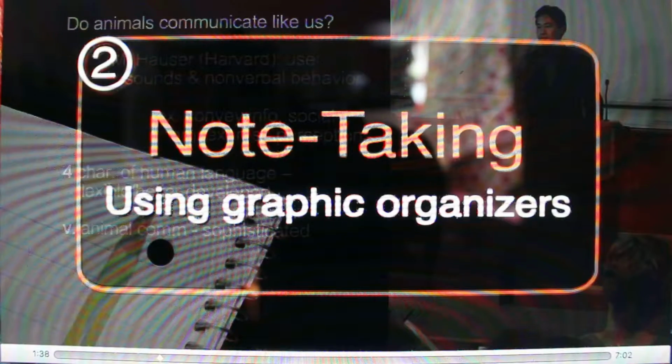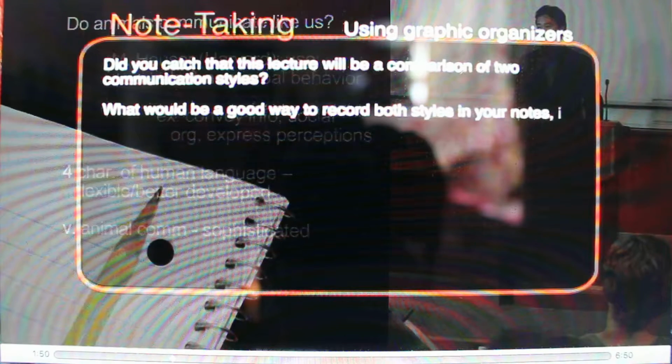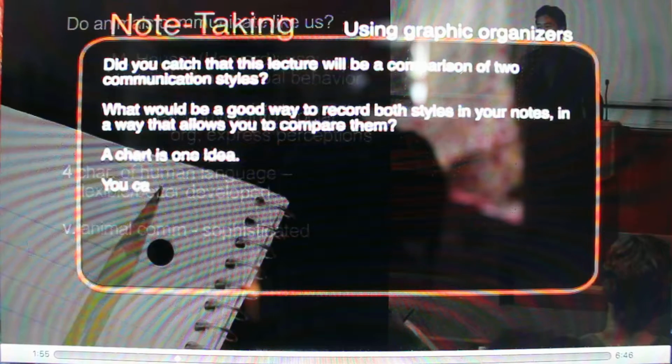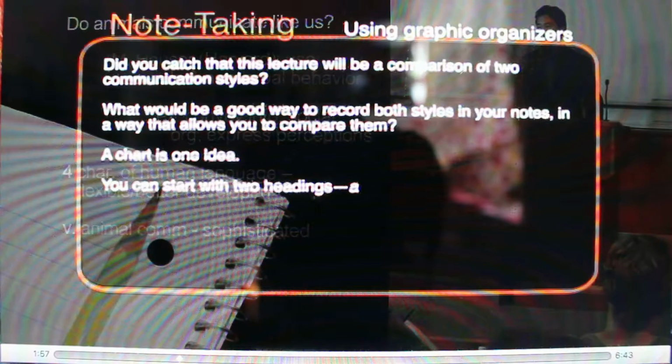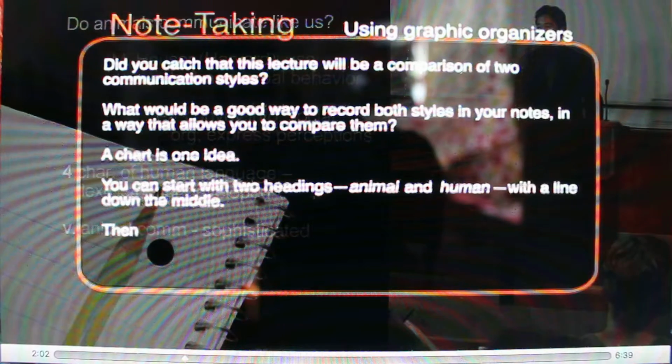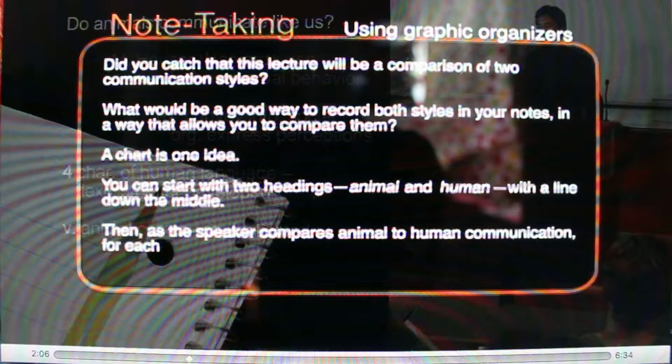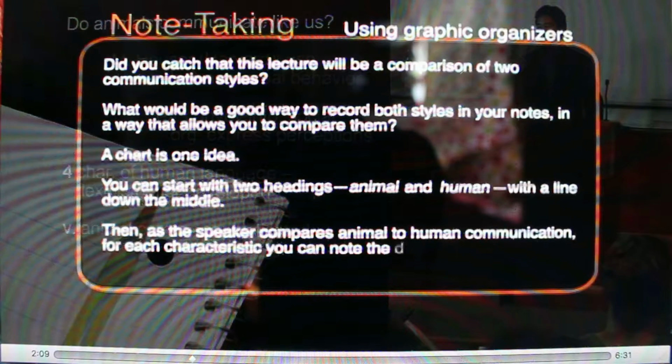Note-taking. Using graphic organizers. Did you catch that this lecture will be a comparison of 2 communication styles? What would be a good way to record both styles in your notes in a way that allows you to compare them? A chart is one idea. You can start with 2 headings, animal and human, with a line down the middle. Then, as the speaker compares animal to human communication, for each characteristic you can note the details. You could start off like this.